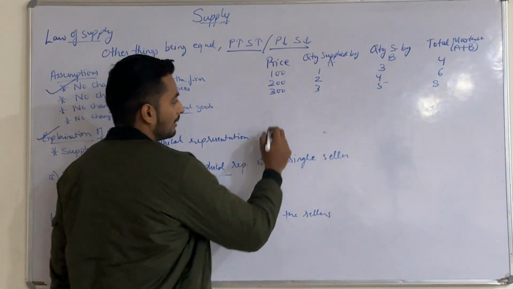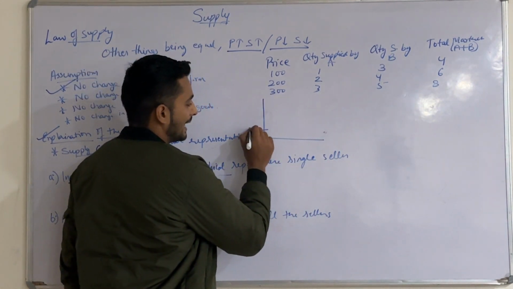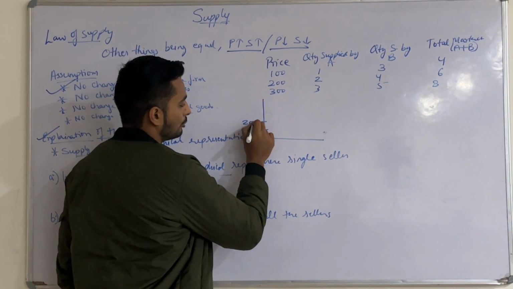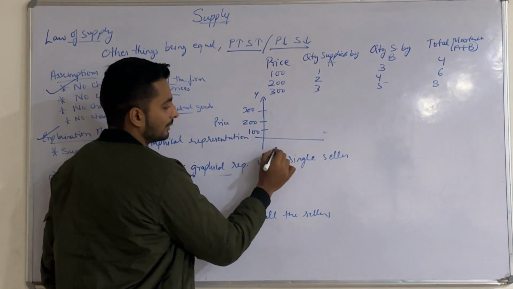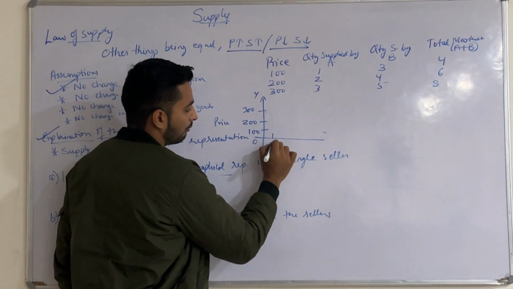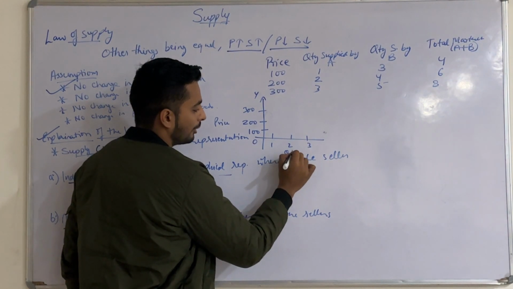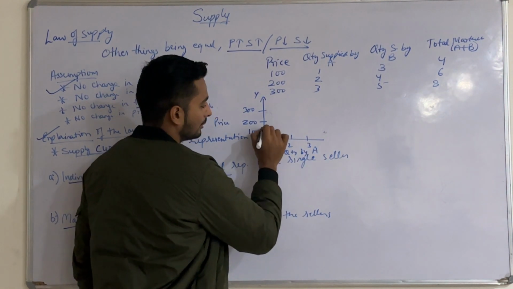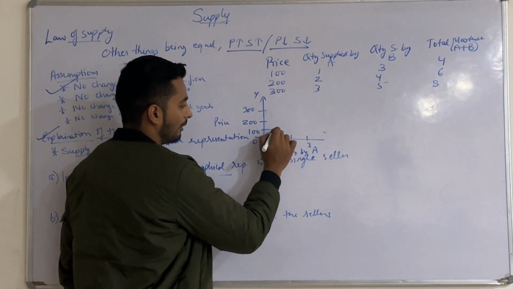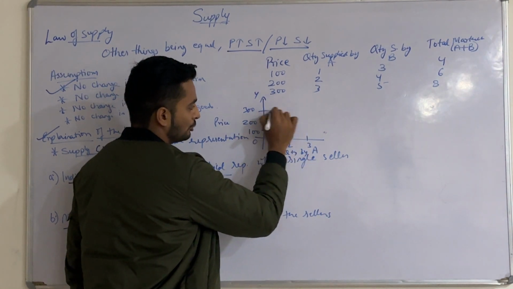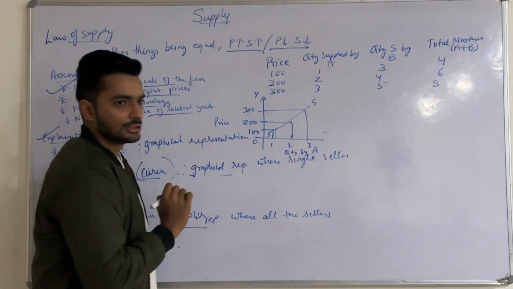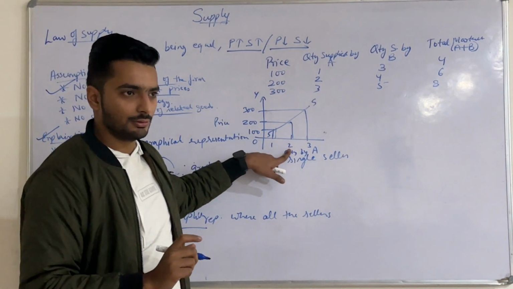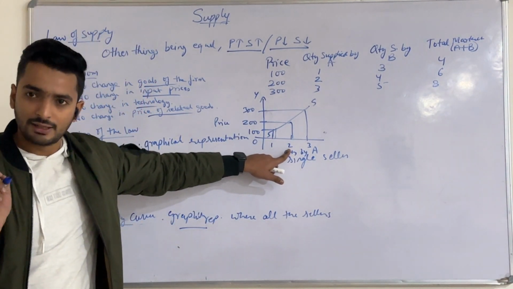So now you have to make the curve. Price 100, 200, 300. This is your price. Quantity is 1, 2, 3. Quantity by seller A. So at 100 rupees, he is selling 1; at 200, he is selling 2; at 300, he is selling 3. So this shows an upward slope. This is your individual supply curve, for only seller A.